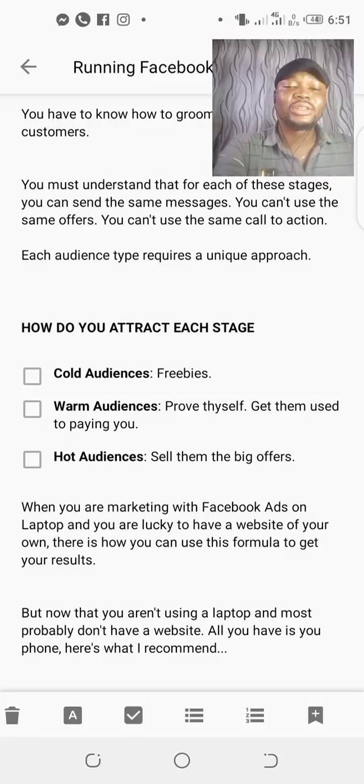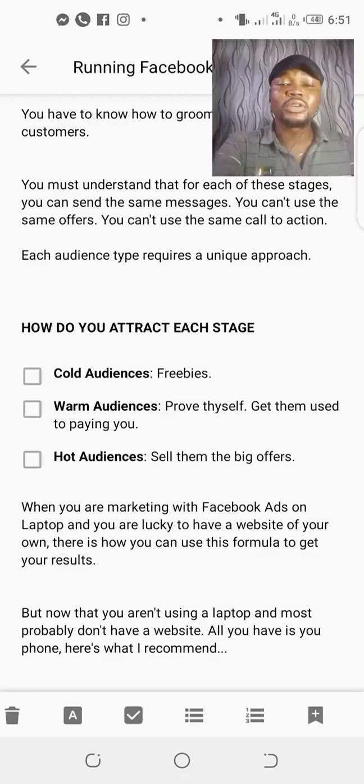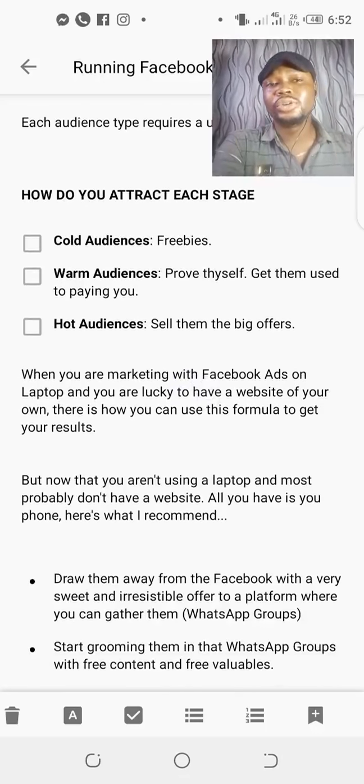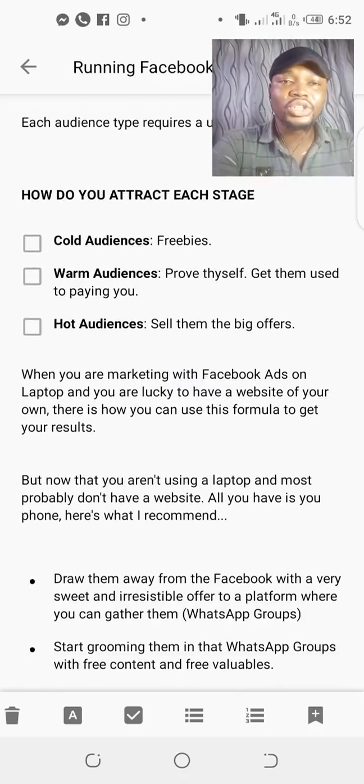Okay, there is how you can use this formula to get results. But the purpose of this training is not to cover how you can do that on laptop. And if you're taking this training, most likely you don't even have a website. Okay, so I want to show you how you can get similar results with your phone.